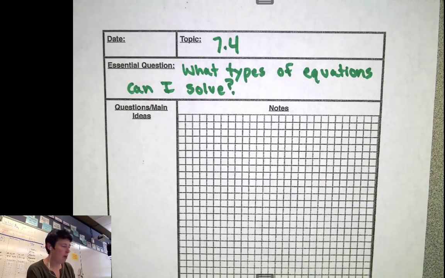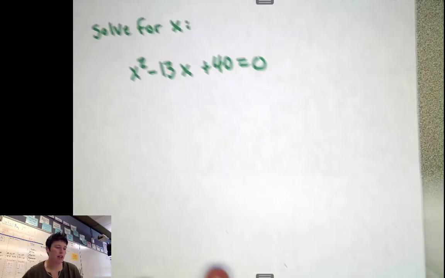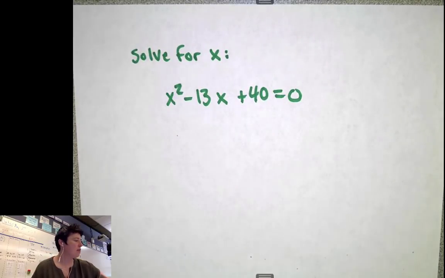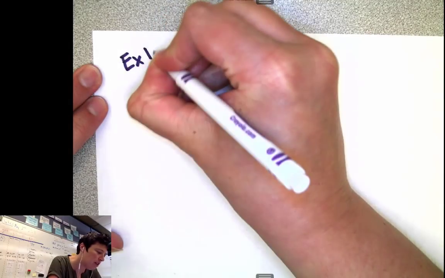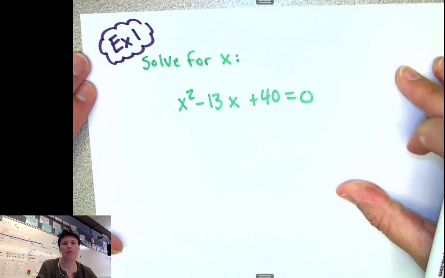So let's look at our first problem today. Here is our first problem for today. We are going to solve for x. And I think what I'm going to do for my notes is I'm going to label this example 1. So we'll put that here, example 1. Try to make my notes look a little nicer.